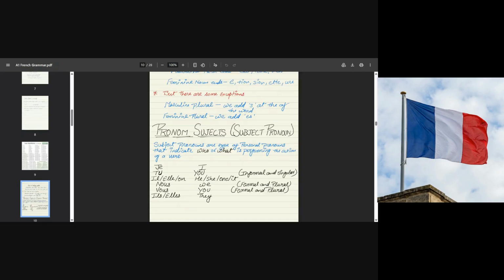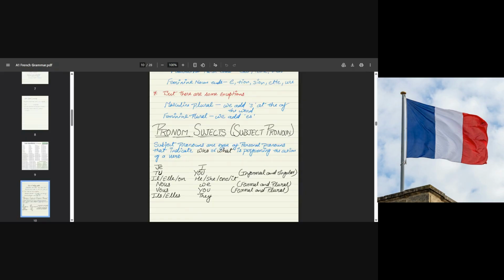Okay. Je. Just like in our first class, we learned about je m'appelle, je suis, I am. So je means I. In our first class, I said that there are two types of you in French: formal, informal, singular, and plural you. So this is tu. Tu is the informal and singular you.